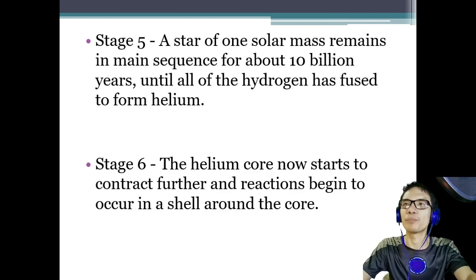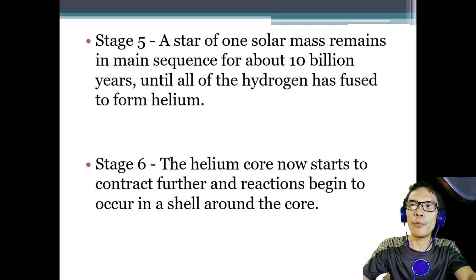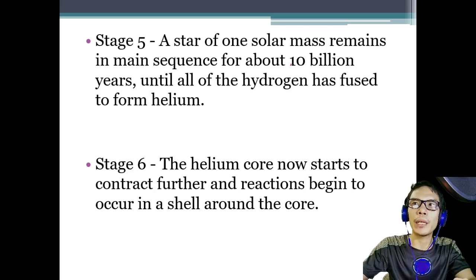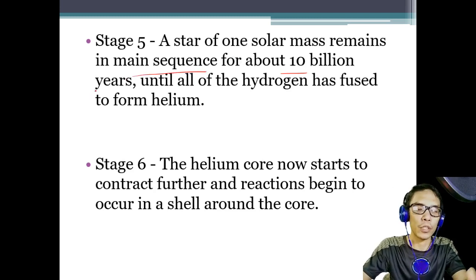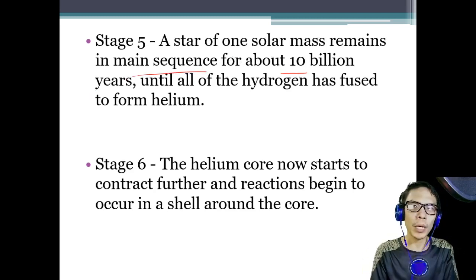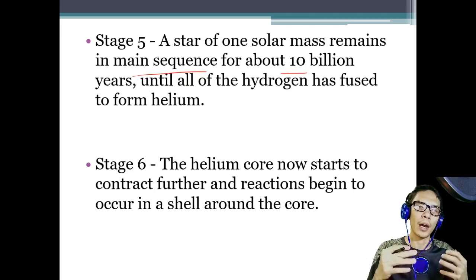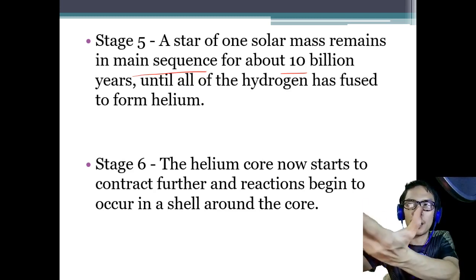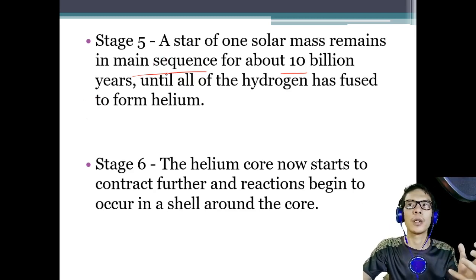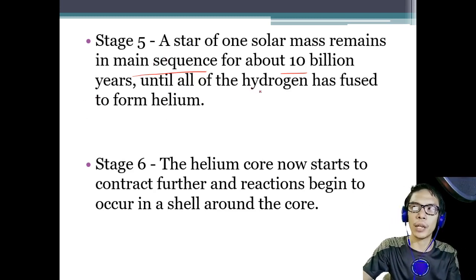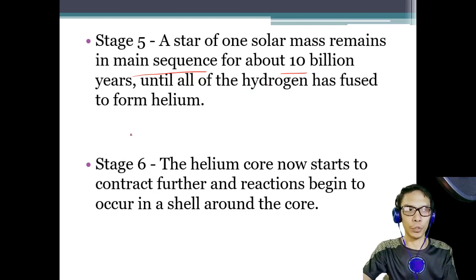Next, stage 5 will be all about the star with one solar mass, which will remain a main sequence star for about 10 billion years. So our sun can continue to be a main sequence star for around this estimated number of years, 10 billion years, until all the hydrogen has been fused to become helium.